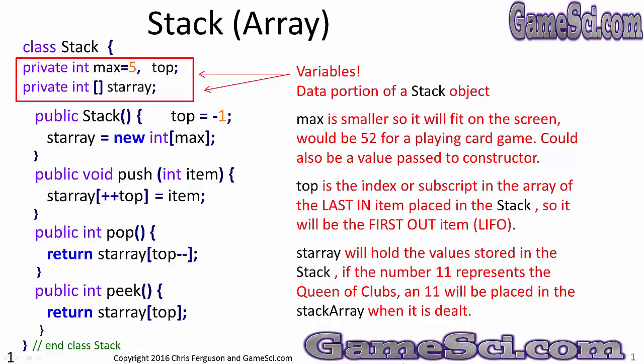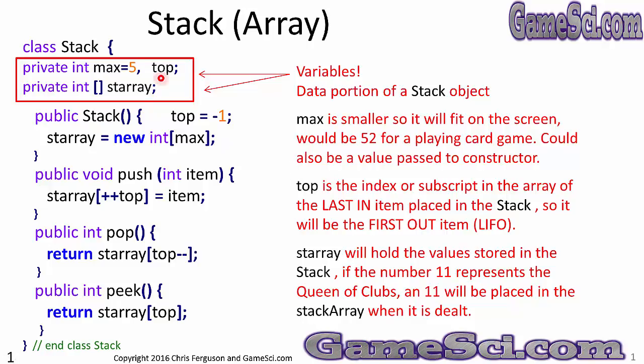First thing I'd like to highlight though in this code is the variables, the data portion of the stack. The max variable here is small. It's set to 5, so it'll fit on the screen. If this was an actual playing card game, it would be 52 because you could have as many as 52 cards dealt. Could also be a value passed to the constructor. I hard-coded this 5 for convenience, although I want to make sure that you don't assume that you'll always hard code a 5 here. Maybe you make it a parameter to the constructor and therefore the user gets to decide how big the stack will be.